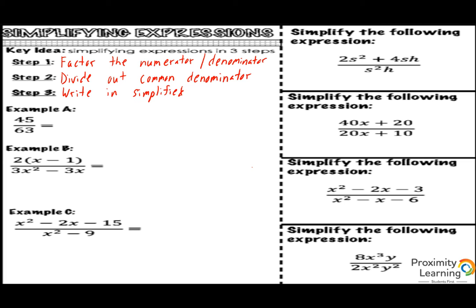So one way to do it is, what's the same number that can be divided into 45 and 63? In this case, it's 9. So if we divide 45 by 9, we also have to divide 63 by 9. And when we do 45 divided by 9, that leaves us 5. And when we do 63 divided by 9, that leaves us 7. So 5 over 7 is as small as we possibly can get it.